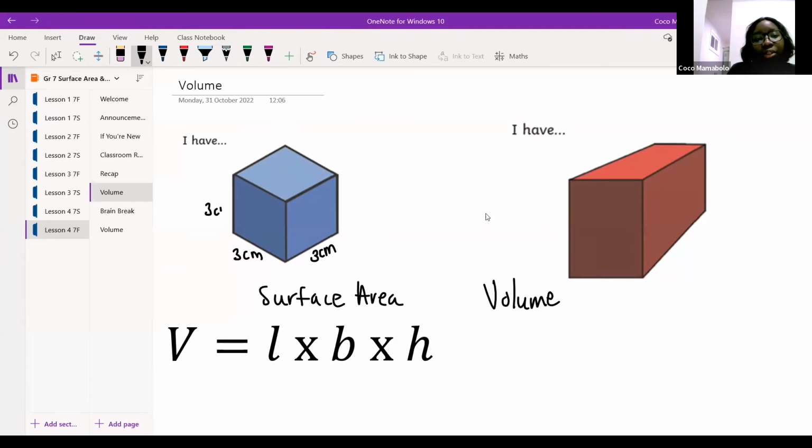Excellent. 3 centimeters. So when I calculate for the volume of my cube, I'm going to go, my volume is equal to my length. We can call the side the length, it doesn't really matter, times the breadth. And then remember, guys, the height is always going to be from the bottom going up. The side that starts from the bottom and goes up. So I'm going to have 3 centimeters times 3 centimeters times 3 centimeters.